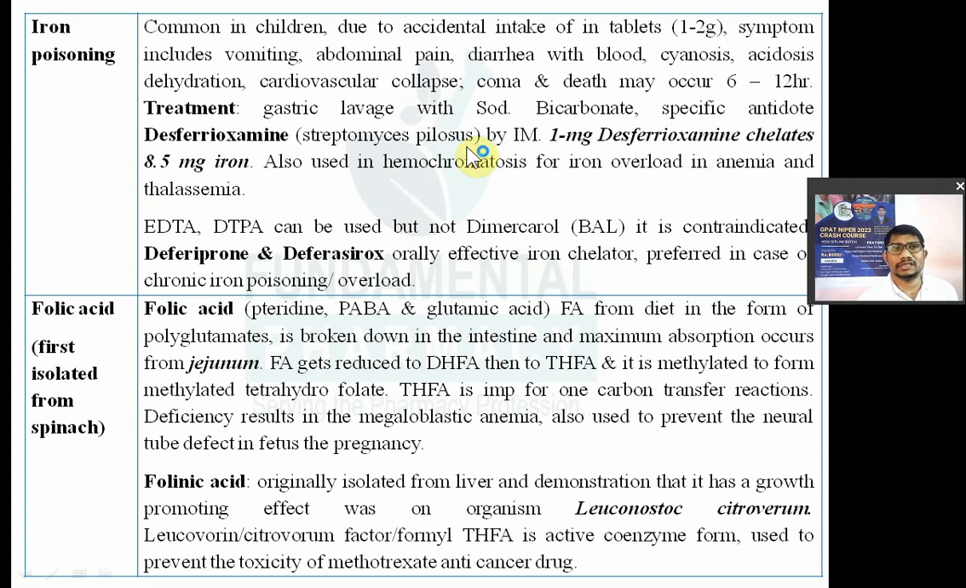Now remember it is given by intramuscular route. Remember, 1 milligram of desferrioxamine will chelate 8.5 milligram of iron. So desferrioxamine is known as an iron chelator or iron antidote, right? So 1 milligram of desferrioxamine will chelate the 8.5 milligram of iron. इसके ऊपर भी क्वेश्चन आ चुका है.